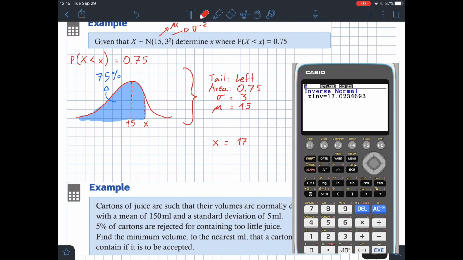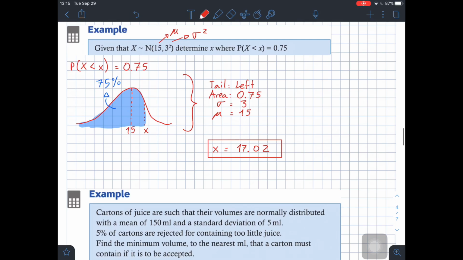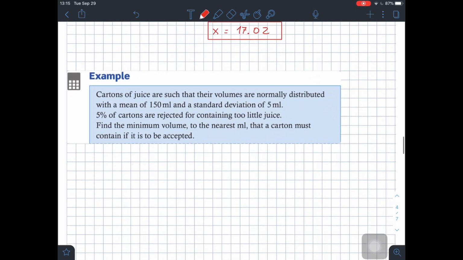So 17.02 would be the value of x. And you see that it's completely logical. It's a value greater than 15, which means that we actually did this correctly, okay? So easy, simple exercise. Now let's see the following.